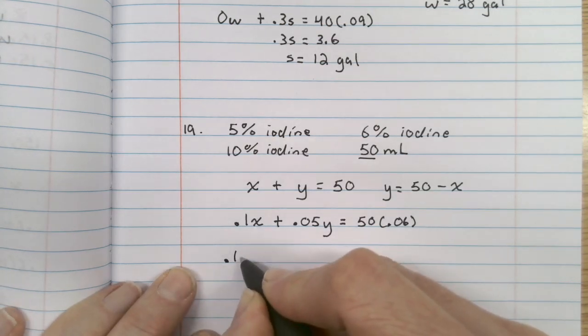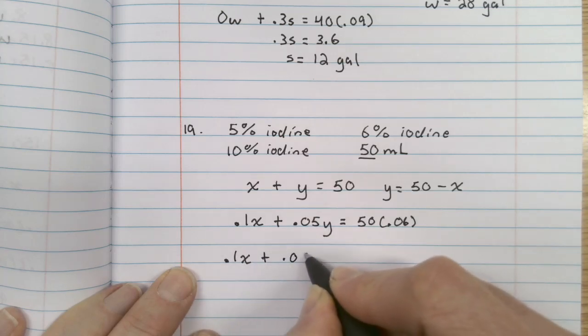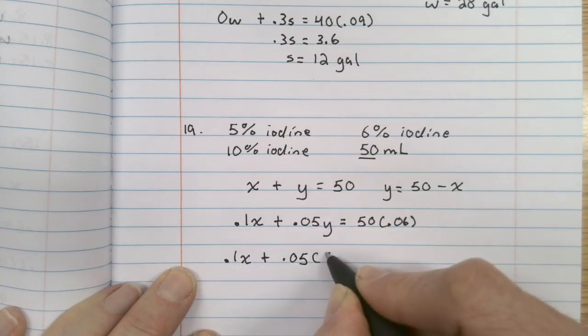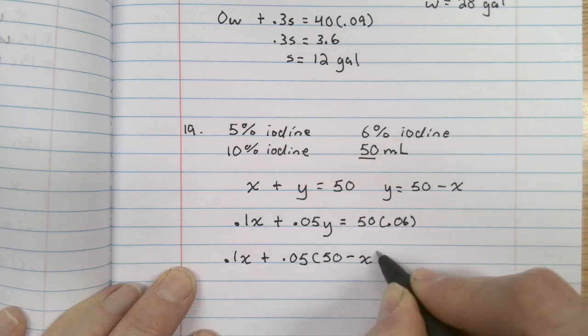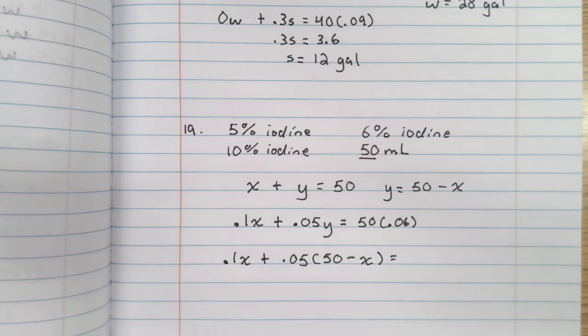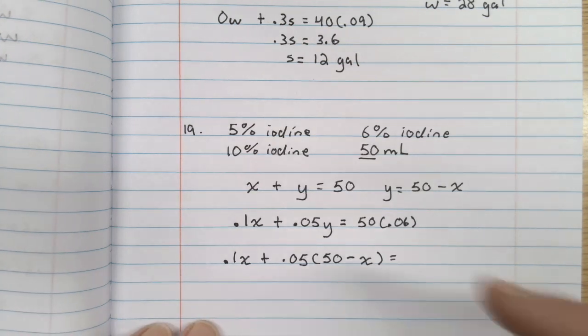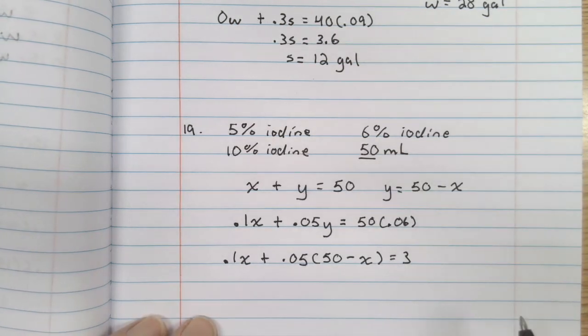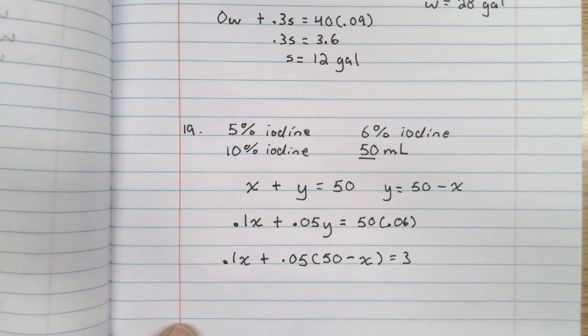So we get 0.1x plus 0.05 times 50 minus x is going to be equal to, I don't trust myself to do this in my head correctly, so 50 times 0.06 looks like 3. So that's a nice round number. Okay, now we just need to simplify a little bit here. So I'm going to have to multiply 0.05 times 50, that's 2.5.